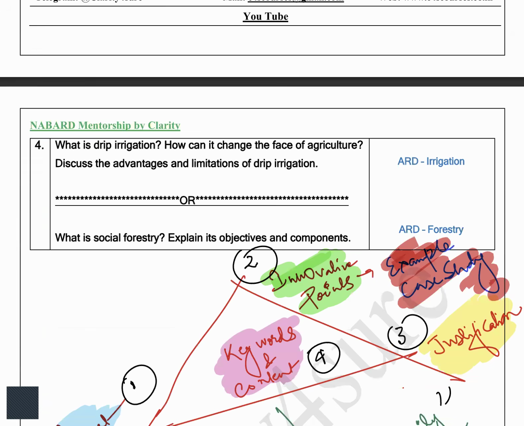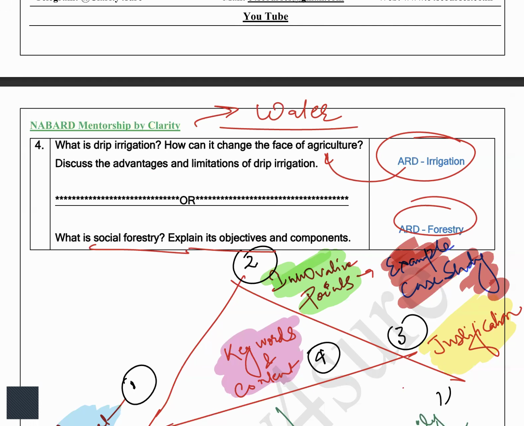Next question: what is drip irrigation? How can it change the face of agriculture? Again, it is a water conservation related topic. They have asked a direct question from ARD irrigation. Then again, they asked a social forestry question from forestry. So again, you can see the questions are here and there a little bit repeating.